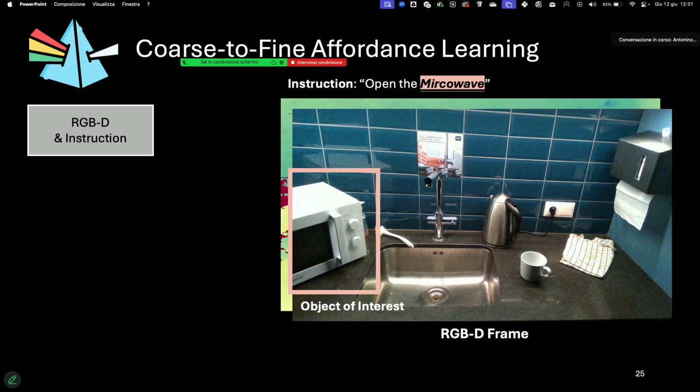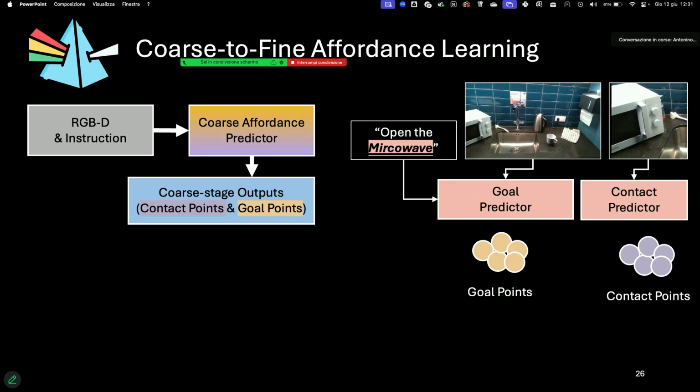Then let's come to our second part. Now we have all this affordance data, and how can we learn affordance from such an amount of data? So we basically propose a coarse-to-fine affordance model. The input to our model is an RGBD frame, an instruction, and a crop of the object of interest acquired by an off-the-shelf open vocabulary detector. We first have a coarse affordance predictor to infer a set of goal points and contact points.